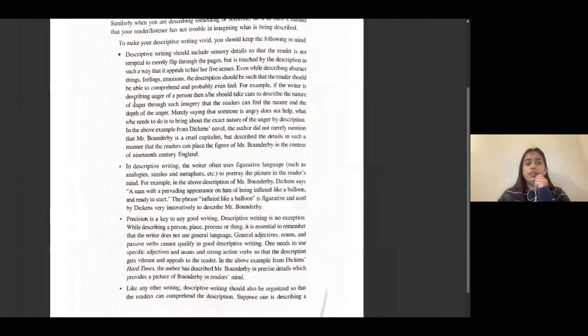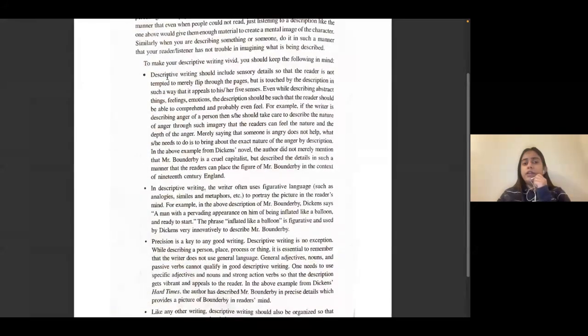There are certain features of descriptive writing. Descriptive writing should include sensory details.